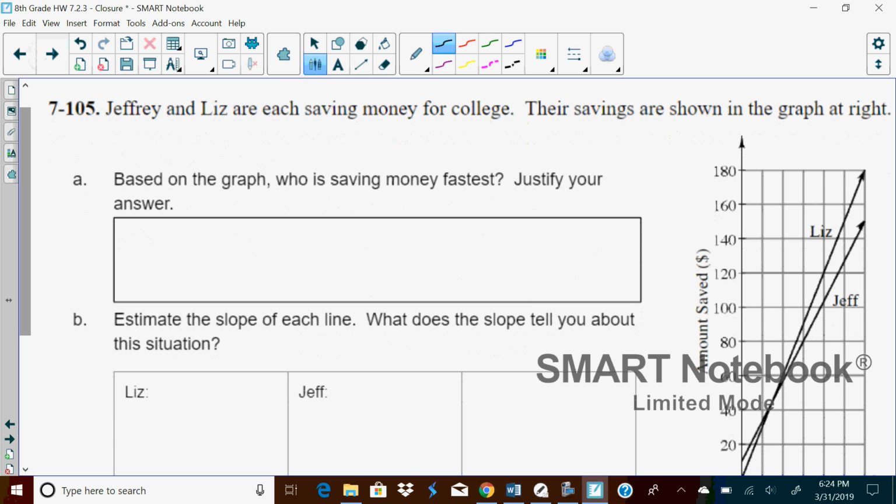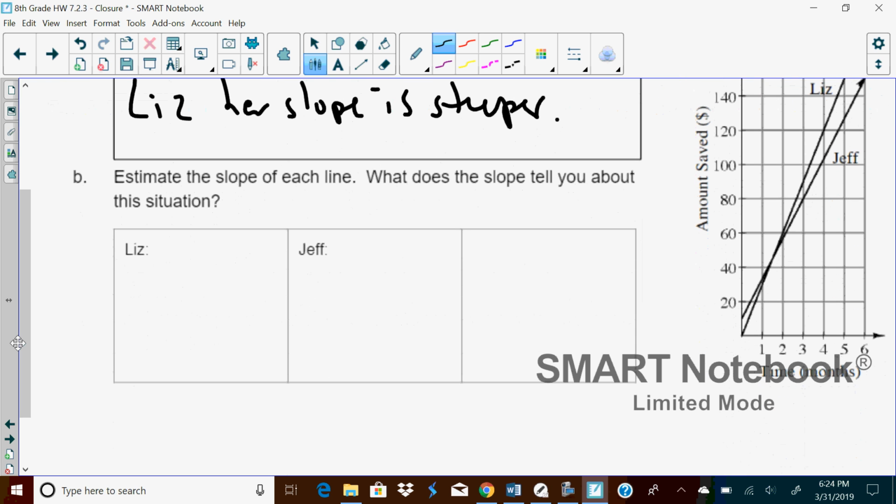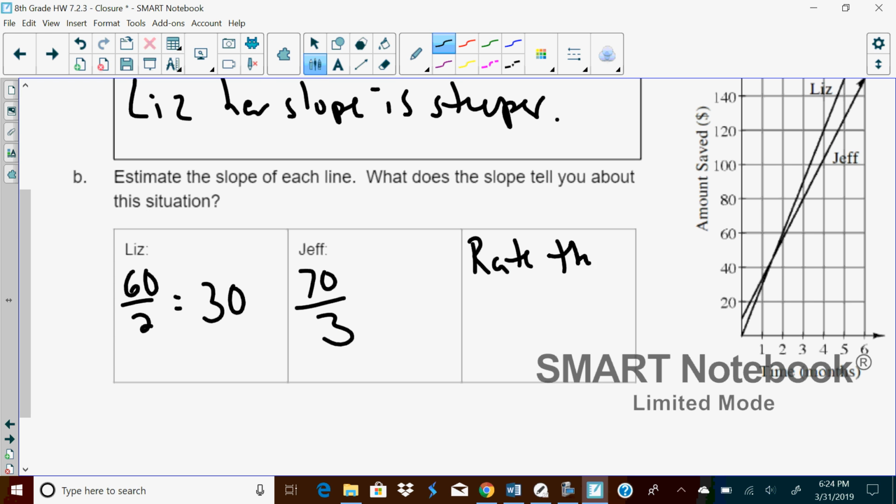Or 105, Jeffrey and Liz are each saving money for college. Their savings are shown in the graph. Based on the graph, who's saving money the fastest? So Liz, she has the steepest slope. It is steeper. B, estimate the slope of each line. Liz's is about 60 over 2 or 30. Jeff's is 70 over 3. And then what does it tell you about the situation? It's the rate they're going.